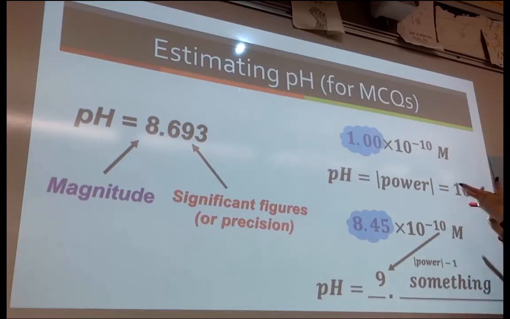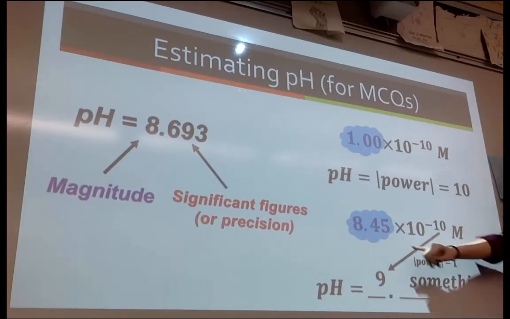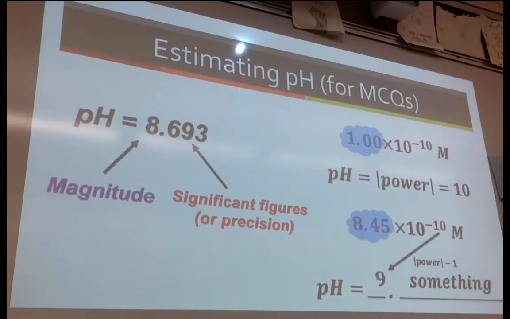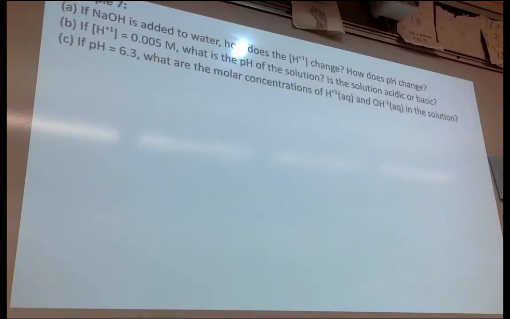We'll go back through and review this as we go through and practice. If it's not a 1 in front, you're actually just going to subtract 1 from the exponent. So 8.45 times 10 to the negative 10, we know it's going to be 9 point something for the pH. We'll go back. I'll have this slide up. You'll see this slide quite a few times as we go through and practice.